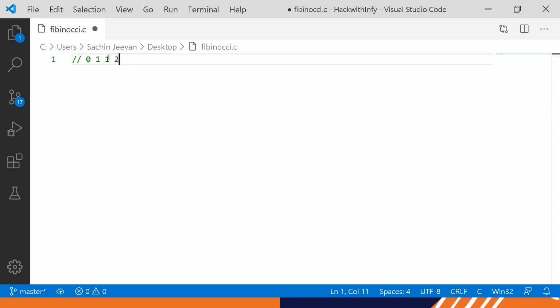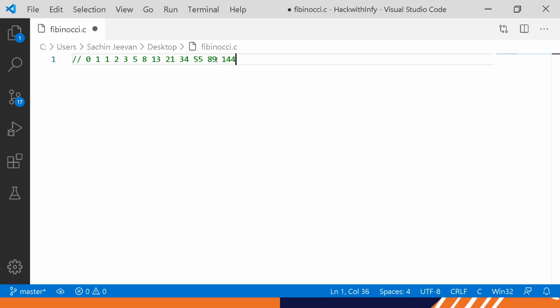So 2. What are the last two terms? 1 and 2. Adding both these, we'll be getting 3. What are the last two terms? 2 and 3. Adding these two terms, we'll be getting 5. What are the last two terms? 3 and 5. Adding these two, we'll be getting 8. Adding the last two terms, we'll be getting 13, then 21, then 34, then 55, then 89. Adding the last two numbers, we'll be getting 144, and this keeps on going.